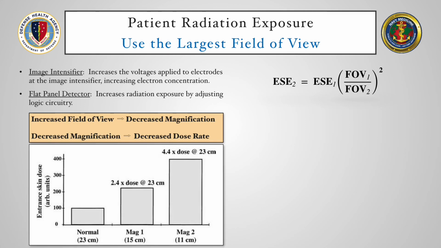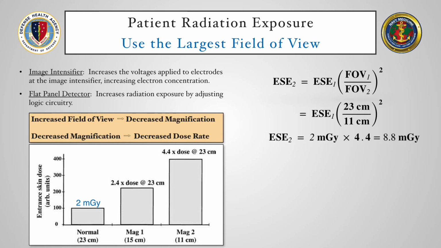Let's say we have a 23 centimeter field of view and we have a 2 milligray entrance skin exposure. And then we magnify or decrease our field of view down to 11 centimeters. To move forward, what we do is take the 23 centimeters and 11 centimeters and substitute that. Then we substitute our 2 milligray times our new ratio of 4.4, and that leaves us with an adjusted or new entrance skin exposure of 8.8 milligray.